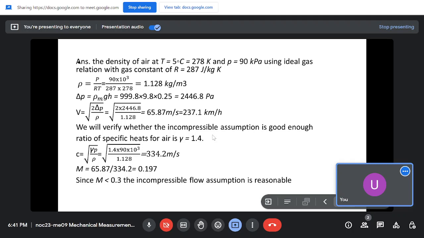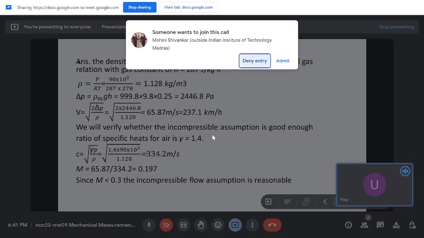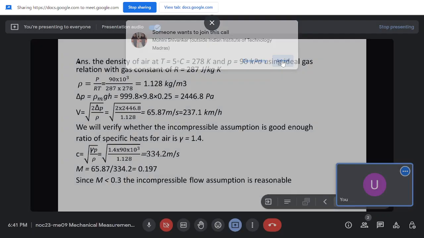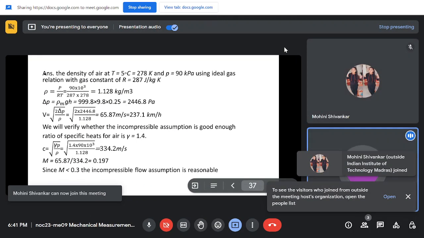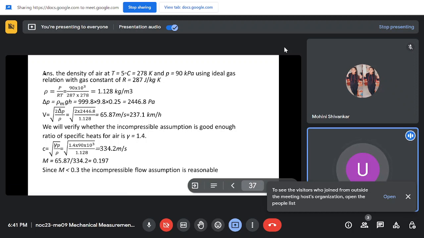If you substitute, we know P, we know temperature, we know the gas constant. So after substituting, we have 90 into 10 power 3, converting kilopascal to Pascal, and we know R is 287 and temperature is 278. If we substitute the values, we get the density as 1.128.